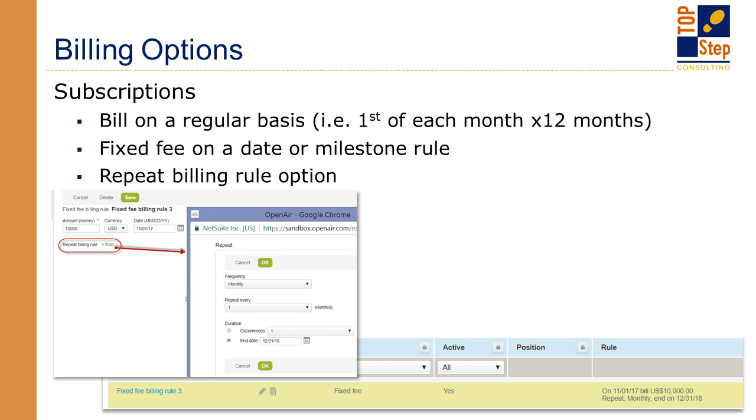In this example, I've got $10,000 billing on the 1st of November, and I'm going to repeat this through the end of next year. So you would set up the fixed fee on date or milestone rule and then choose the option to repeat the billing rule. And you have several options in there, whether you want to repeat it monthly, quarterly, number of occurrences, and then your end date. And then you'll have one rule. It's not going to show up as 12 different rules or 13 different rules on your project. It'll have one rule, and then there's a note that says repeat monthly and then ending on X date.